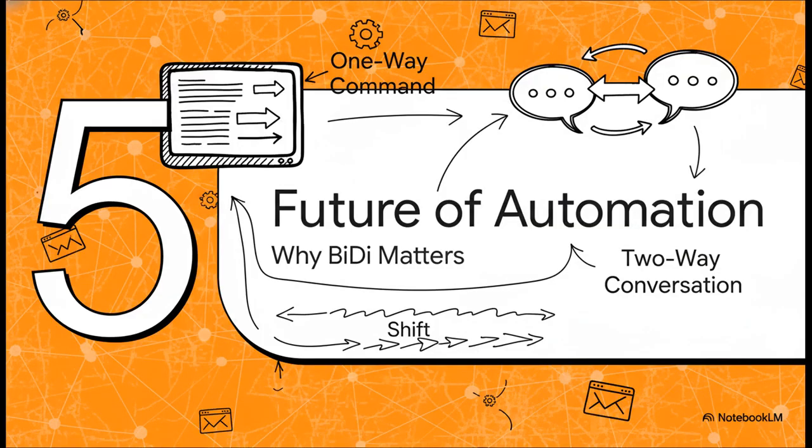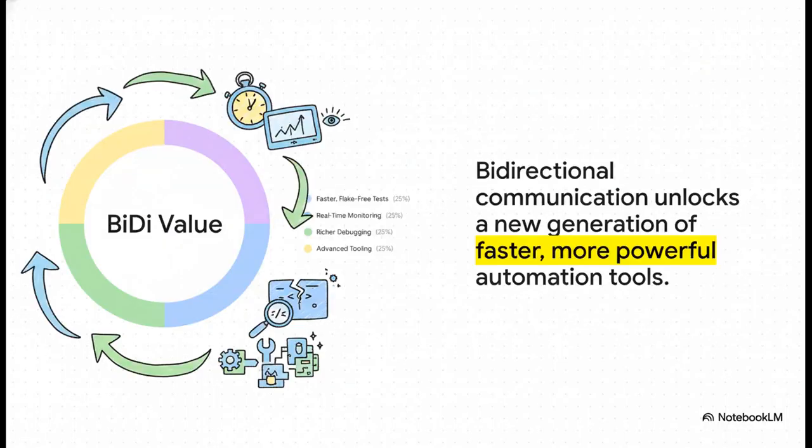So let's bring it all home. This change, this shift from a one-way command line to a true two-way conversation, it fundamentally changes the entire game for browser automation. This new model unlocks some massive benefits. Our tests can be way faster and a whole lot less flaky because we can finally get rid of all those clunky, arbitrary waits. We just listen for the browser to tell us when something's ready. We can build incredibly powerful real-time monitoring tools. Debugging becomes a dream, and honestly, it opens the door for a whole new generation of advanced dev tools we haven't even thought of yet.